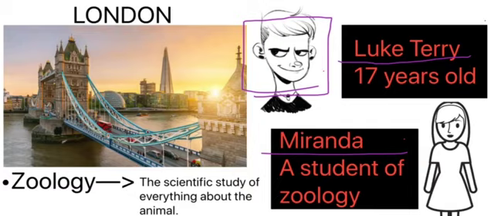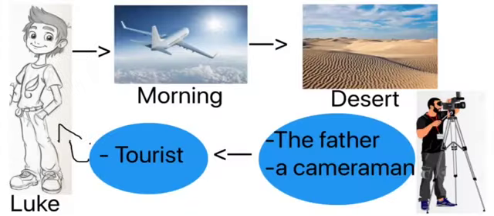She's studying the science of zoology. What's the meaning of zoology? Here's the definition: the scientific study of everything about animals. So the science that studies animals is called zoology, and the person who has studied zoology is called a zoologist. So Miranda in the future will be a zoologist. Remember this information: the main character is Luke and his sister is Miranda, studying what? Zoology. Let's move to the next scene.